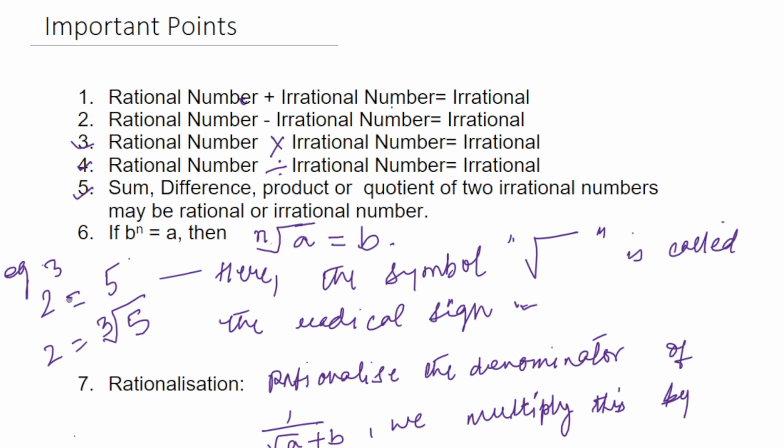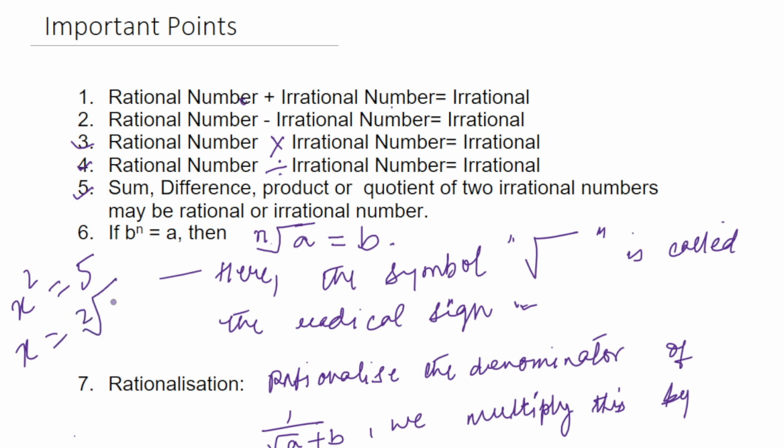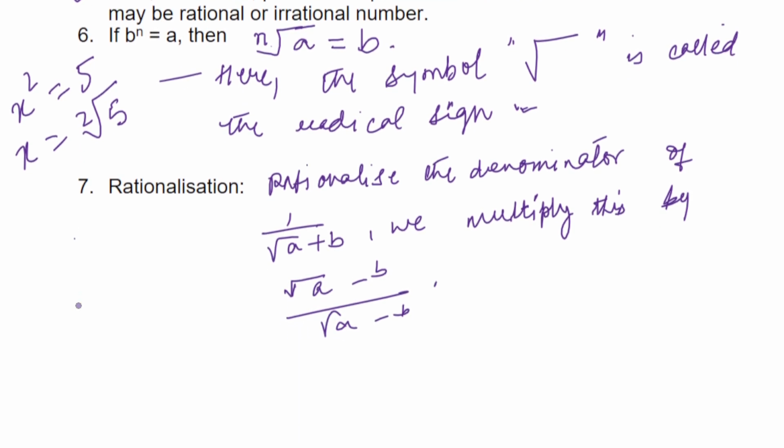Is it clear? You want to see some more examples? Let's take this x to the power 2. If we have 5, then x will be equal to this 2 will come here and then 5 will be here, and this symbol is called the radical sign. So if you understand, let's do example 7.